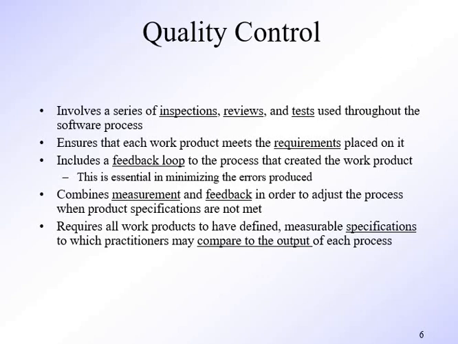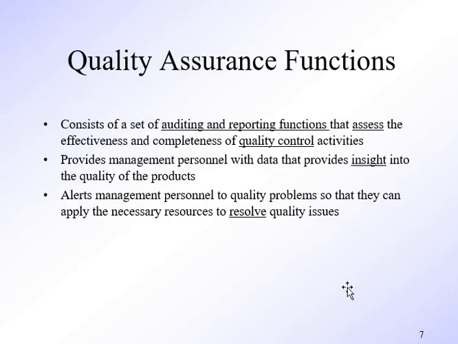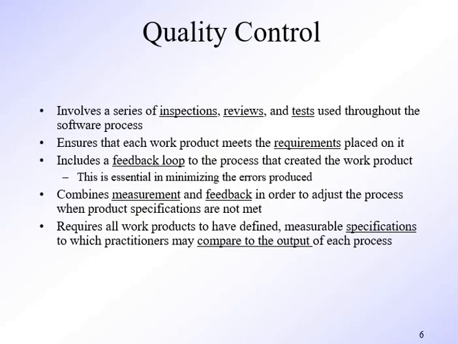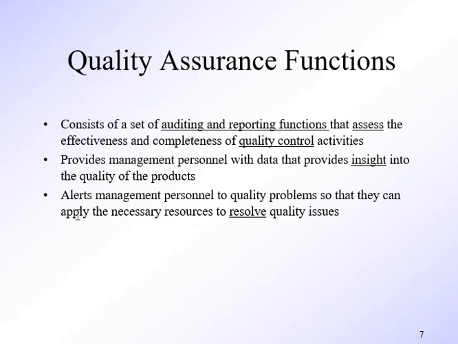So this is the kind of thing we can say the quality control. While in the case of quality assurance, it consists of the set of auditing and reporting functions that assesses the effectiveness and the completeness of the quality control activities. So this will check whether the quality control activities are working properly or not. This is a kind of auditing, or we can say the functioning of the quality control. Whether quality control activities are properly followed or not.